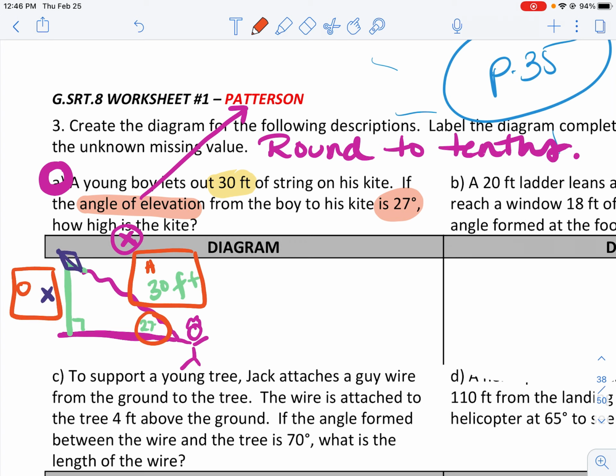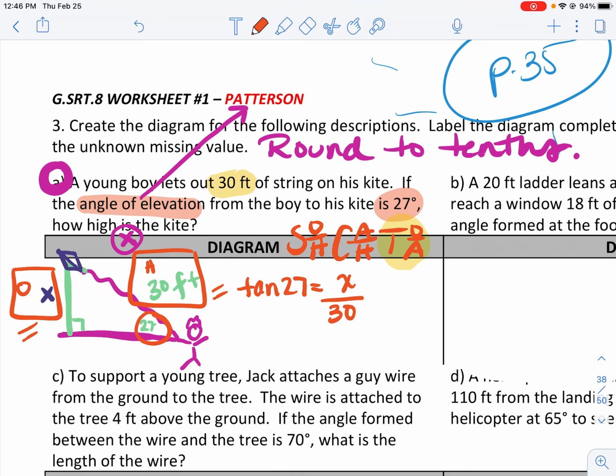As soon as we see these real world problems, remember our friend SOHCAHTOA. Okay, so which one are we going to use? We have O and A, you guys guessed it, T. So tangent of 27 equals, by O and my A, X over 30.